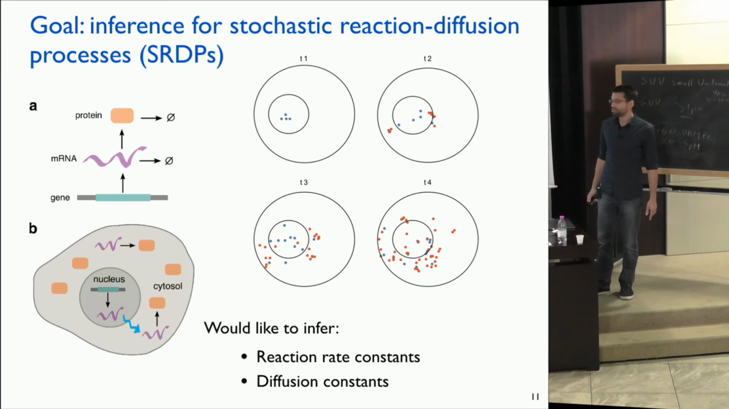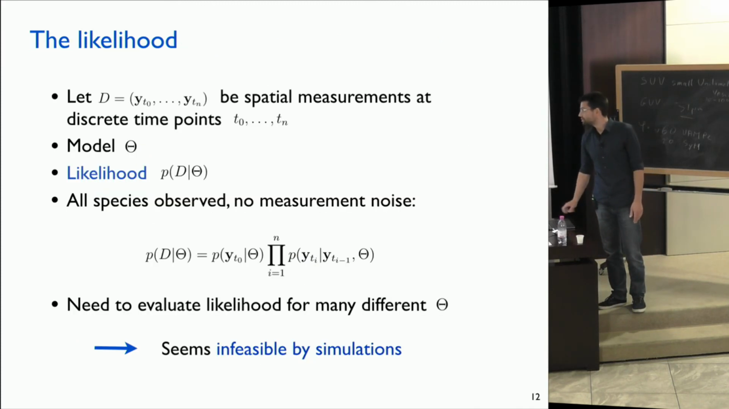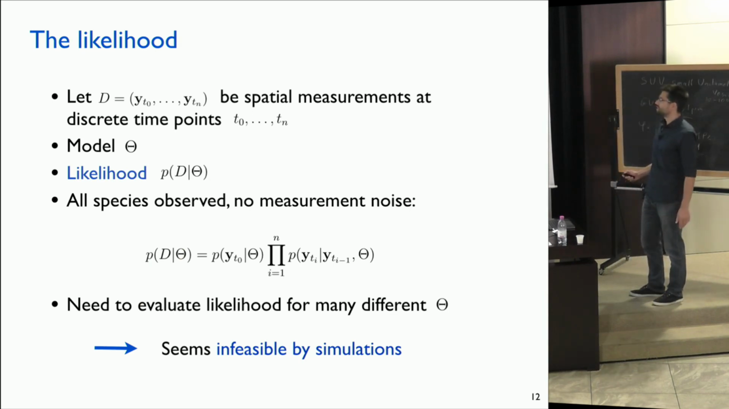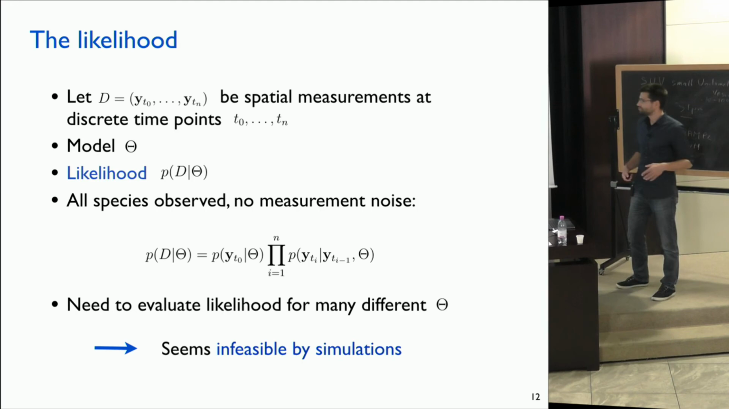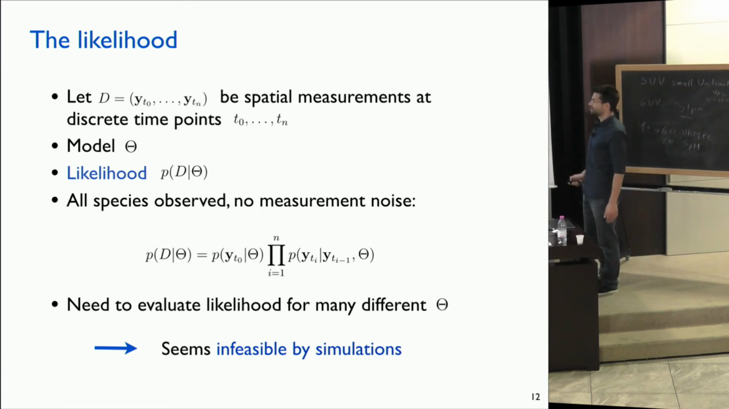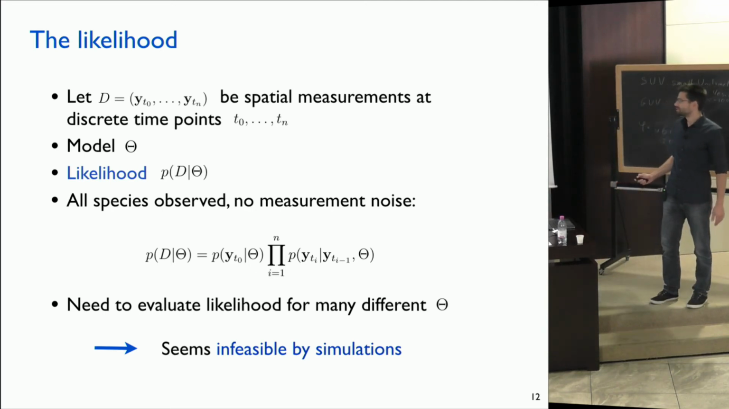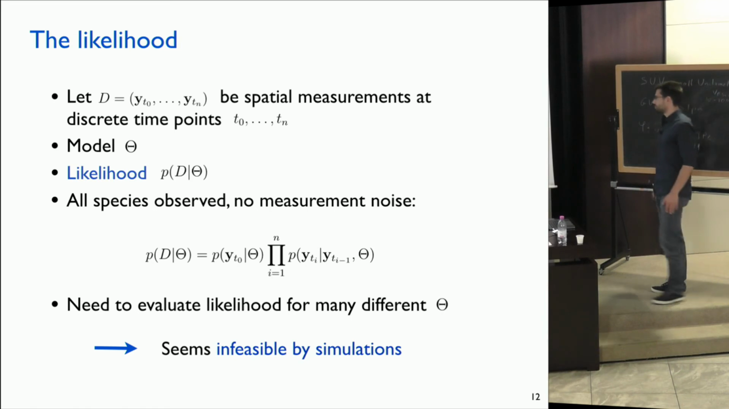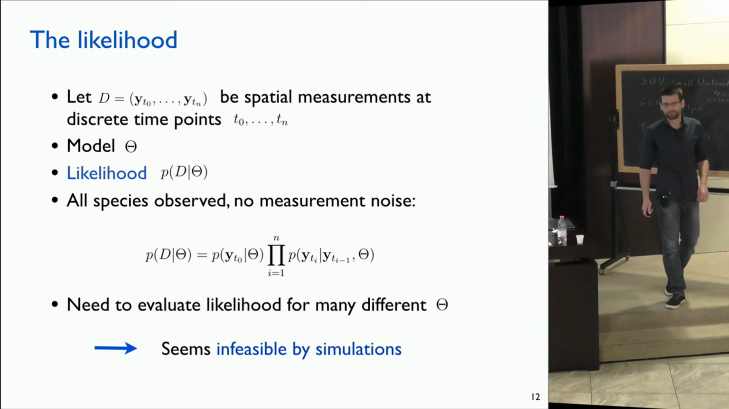Okay, how would we generally do this? The object that we in principle would like to compute is the likelihood. So let me define the likelihood next. Suppose we have some data at discrete time points t0 till tn, and let theta be the model, which includes all the species, all the interactions, all the parameters, and so on. The likelihood is then simply the probability to measure this data given this model. Now in the most simple case, if we have no measurement noise and we observe all species, the likelihood simply factorizes into such a product of transition probabilities, yeah, because it's basically just a joint probability distribution.